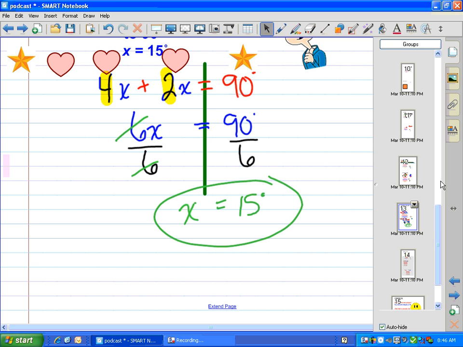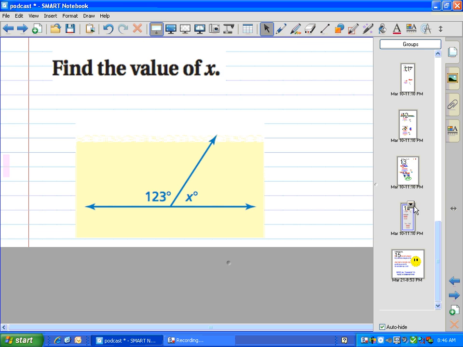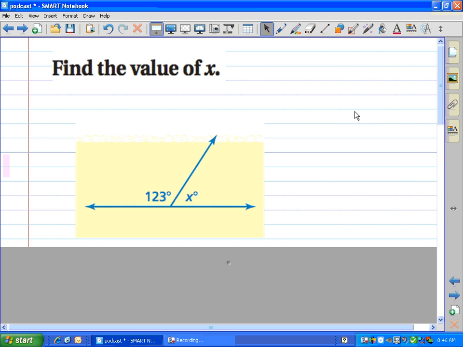All right, almost done. I promise, because I want to watch the Bulls tonight because they're in the playoffs.